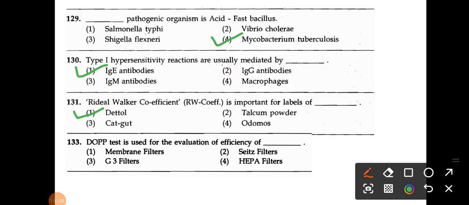The next one, DOP test is used for the evaluation of efficiency of, right? What is DOP? Dioctyl phthalate. Dioctyl phthalate test is used for the evaluation of membrane filters, Sievers filters, G3 filters, and HEPA filters. So what is the correct answer here? That is your HEPA filters. So the DOP test, dioctyl phthalate test, is used for your HEPA filters.